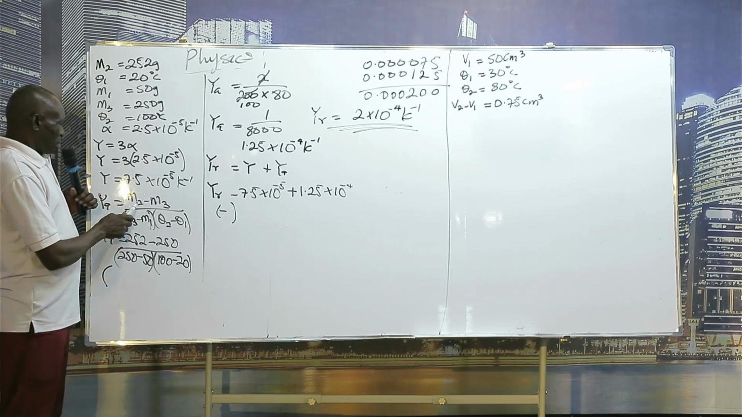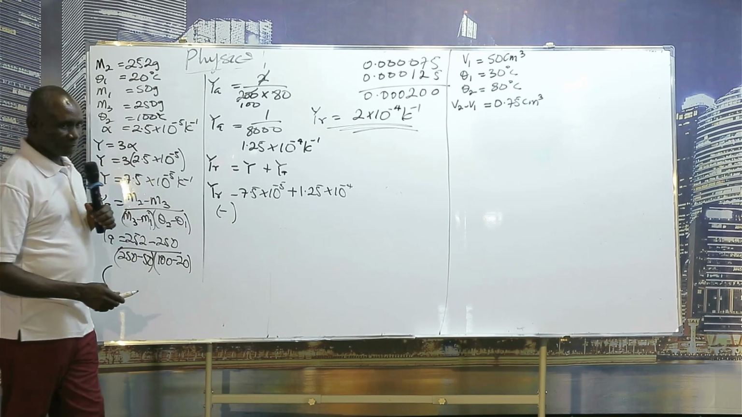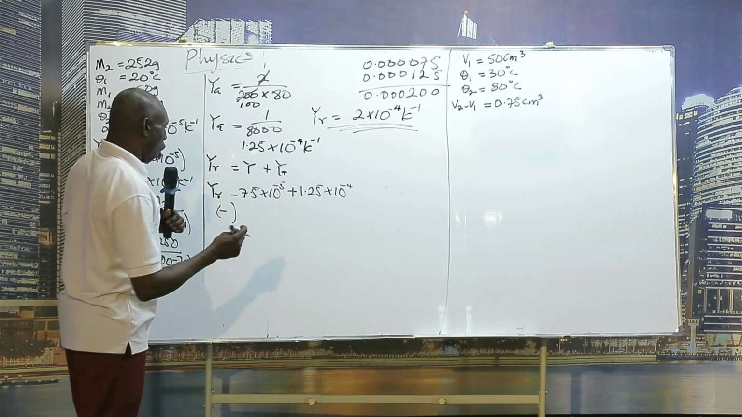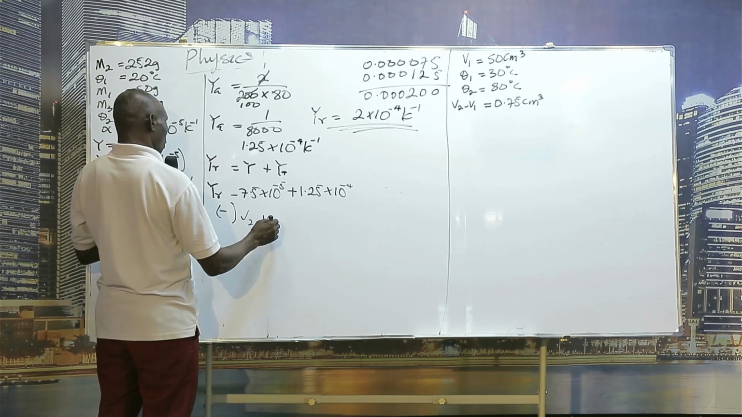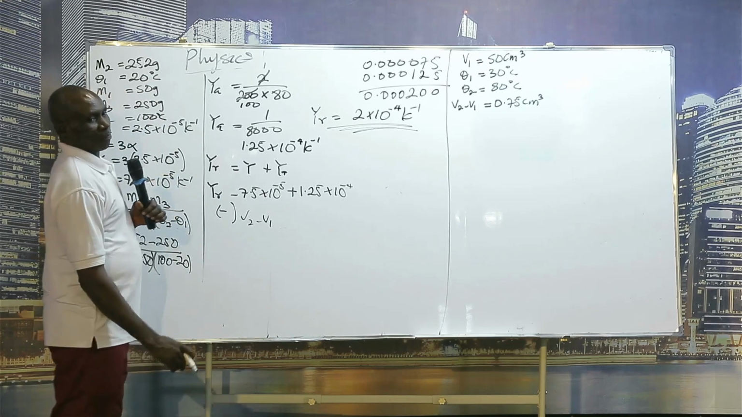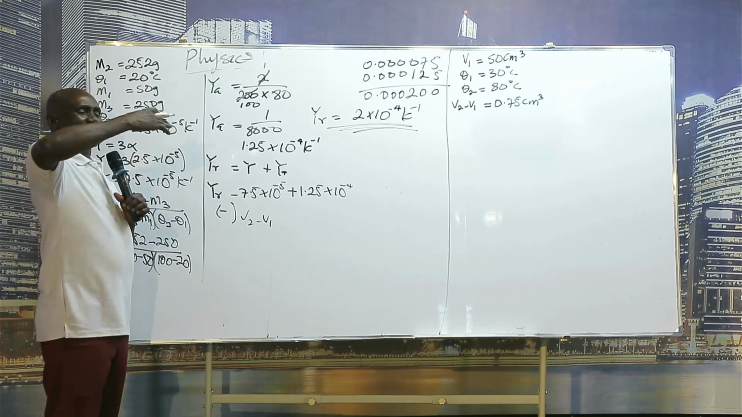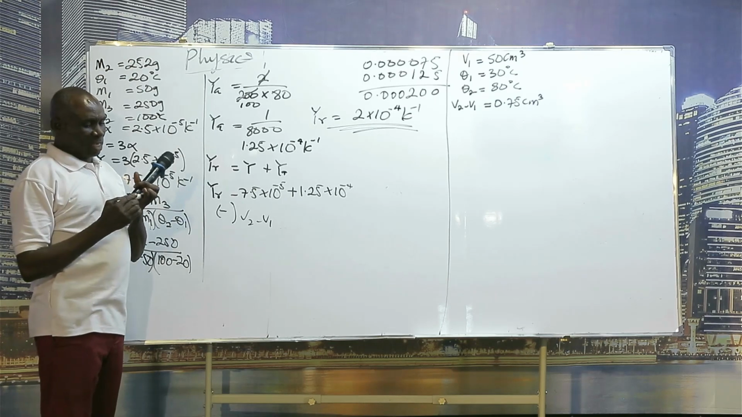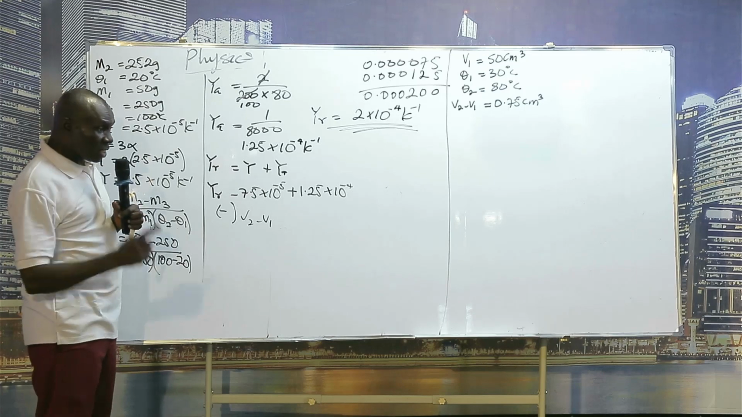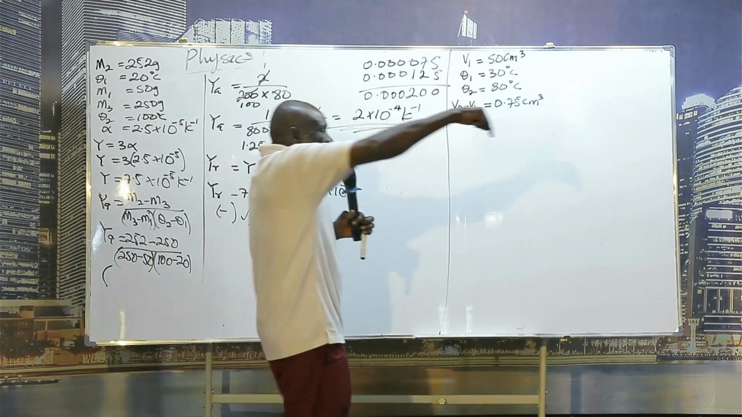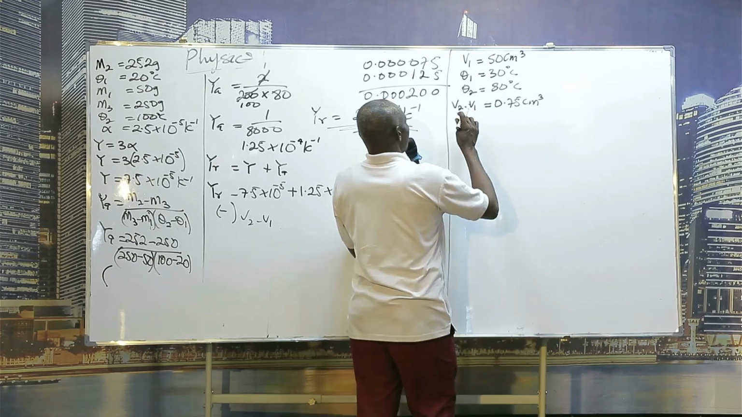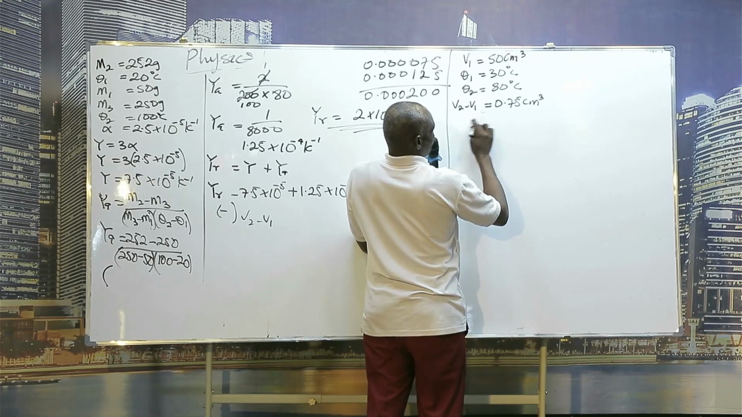V2 minus V1 will be the volume of liquid expelled, the one that is expelled. If you look at the question, the expelled volume is already in that question.